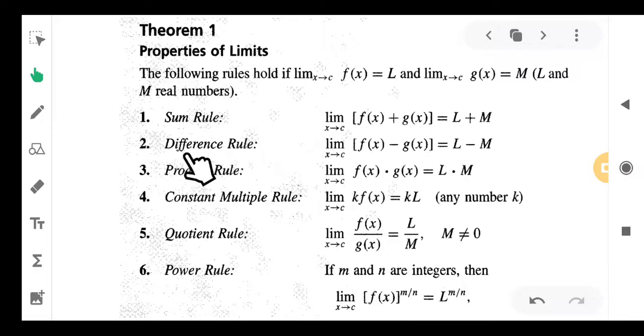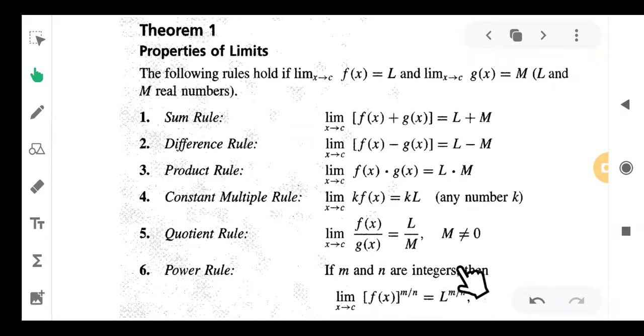Similarly, the difference rule gives L minus M. Product means it is L into M. And if you have a function multiplied by a constant, that constant comes outside the limit, so it is k into the limit, for any k, whether it is 0 or non-zero. But here in the case of quotient, you must be very careful. The limit of g of x in the denominator must be different from 0. So the limit of the quotient is equal to the quotient of the limits, provided the limit of the denominator is not equal to 0.